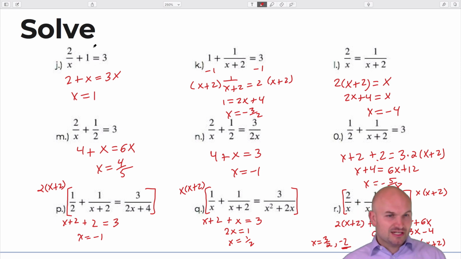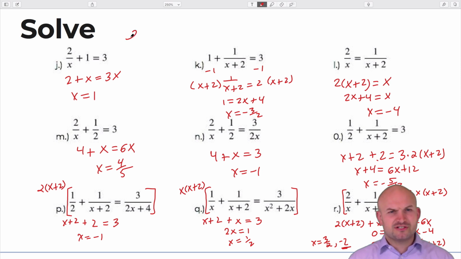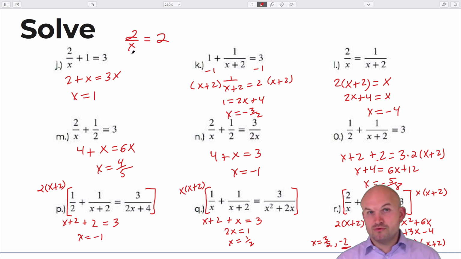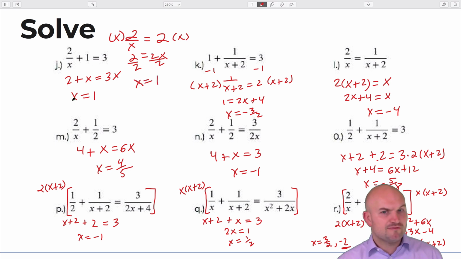You can multiply by the LCD, but the other way, I'm not sure why I actually did that example this way. But if you subtracted the 1 to the other side, you get 2 over x equals 2. Well, again, to solve for x, you're going to want to multiply by x on both sides, right? So therefore, you'd have 2 equals 2x, divide by 2, x is equal to 1. So that is another way to approach that first problem.